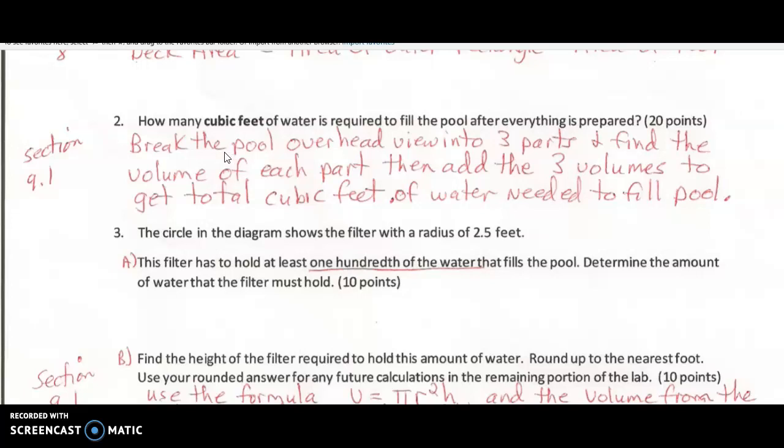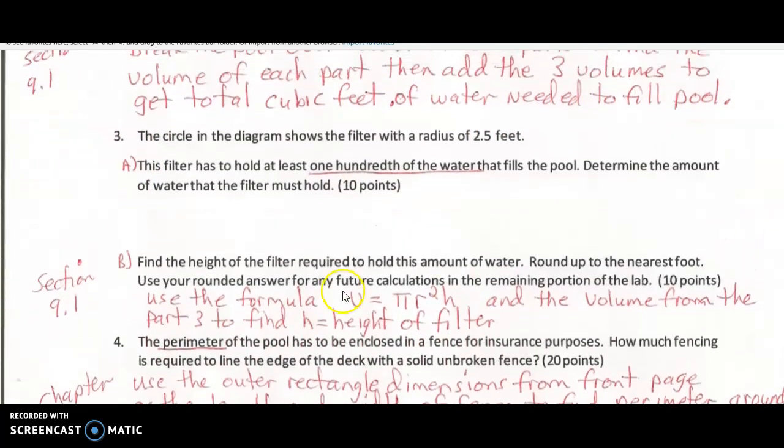So you have to find the volume for each one of those 3-dimensional shapes: a 3-dimensional rectangle, a 3-dimensional trapezoid, and a 3-dimensional rectangle. Again, you'll have to look at section 9.1 to make sure you find all the area formulas. You're going to use some of the area formulas to find the volume formulas. So you have to break the pool overhead view into 3 parts and find the volume of each part individually. Then you'll add the 3 volumes together to get the total cubic feet of water needed to fill the pool. Once you do that, you'll be able to go to question 3.